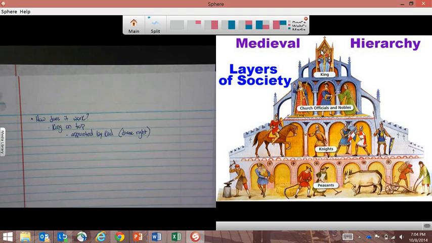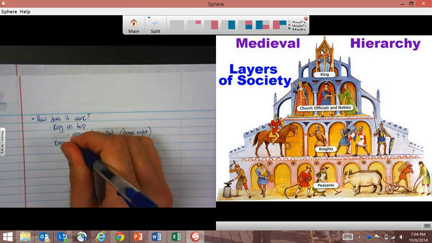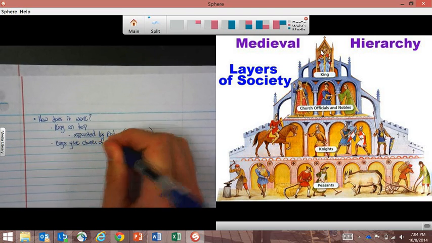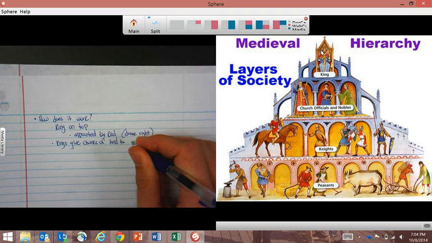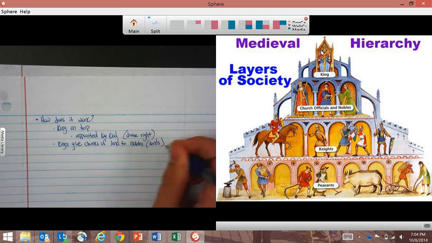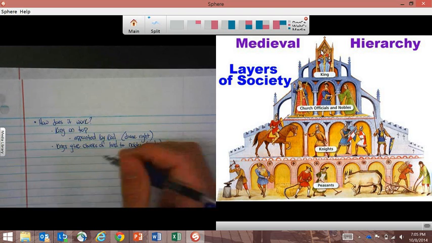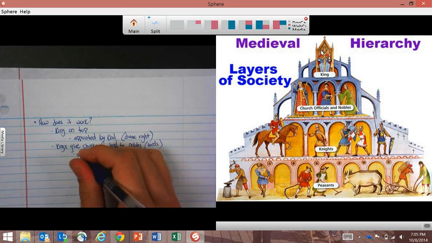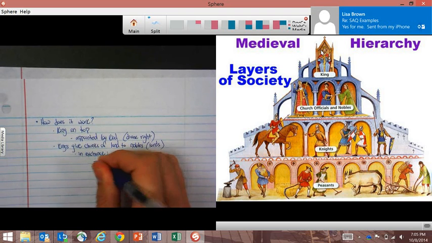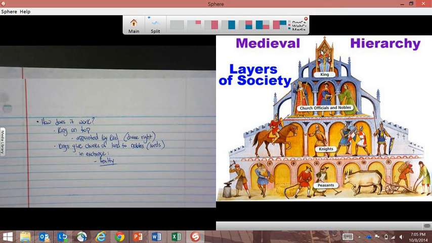The kings then give large chunks of land to their nobles, these lords. All right. In exchange, though, the lords have to pledge fealty. There's that term again. The lords have to pledge their fealty, their loyalty to the king.